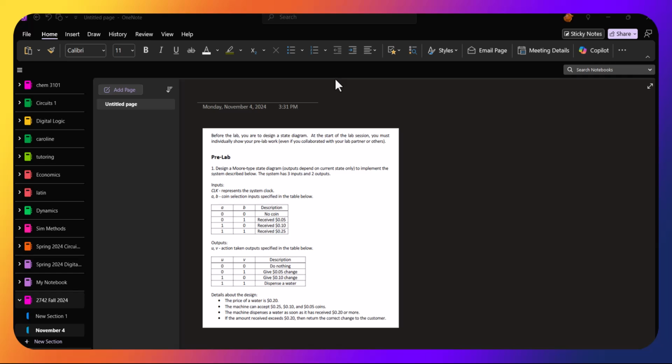Okay, so our descriptions are given here. You can have no coin, you can receive 5 cents, you can receive 10 cents, you can receive 25 cents, and those are denoted by various states of A and B. And then your actions are do nothing, give 5 cents change, give 10 cents change, and dispense a water. And we have to figure out what state diagram would go with this.